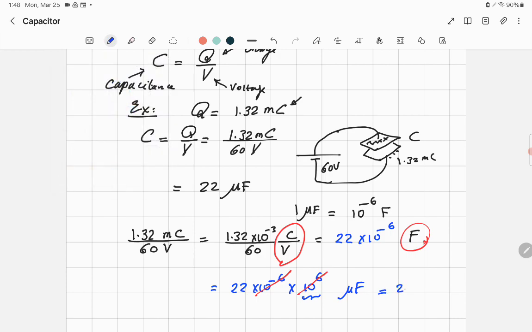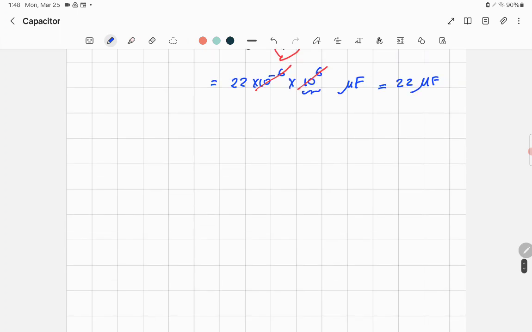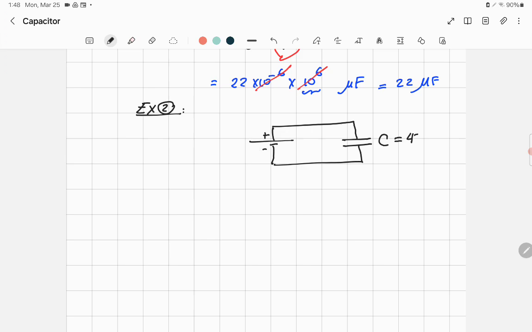It's very important to know how you convert. All right. So that's the capacitor. Let's take another example. What about now? Let's say that you have a capacitor. You can make a capacitor look like that and connect it to a battery. Let's say that the capacitor, C, is equal to 470 microfarad, and the voltage is 40 volts.